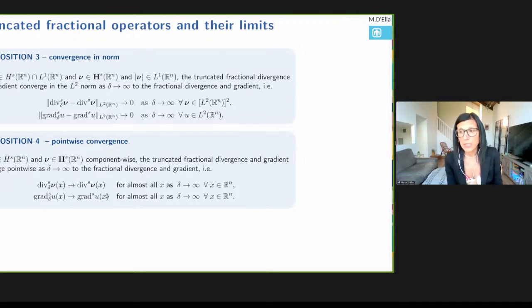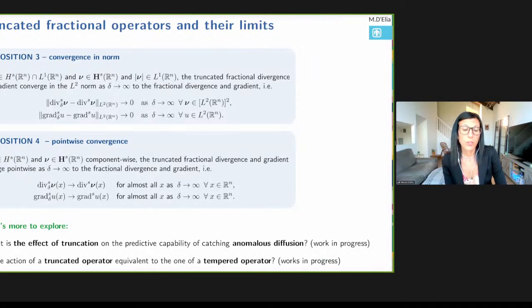I don't have the result for the Laplacian because the result for the fractional Laplacian we proved with Max Gunzburger back in 2013. Of course, there's much more to explore here because as soon as we truncate a fractional operator, we're modifying the operator quite a bit. We're modifying moments. And so how are we modifying the way we're modeling anomalous diffusion? So this is a big question.